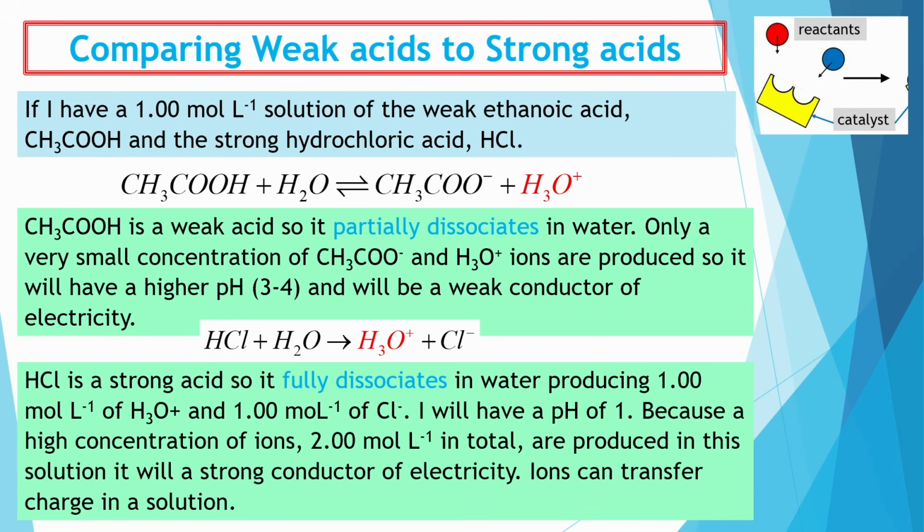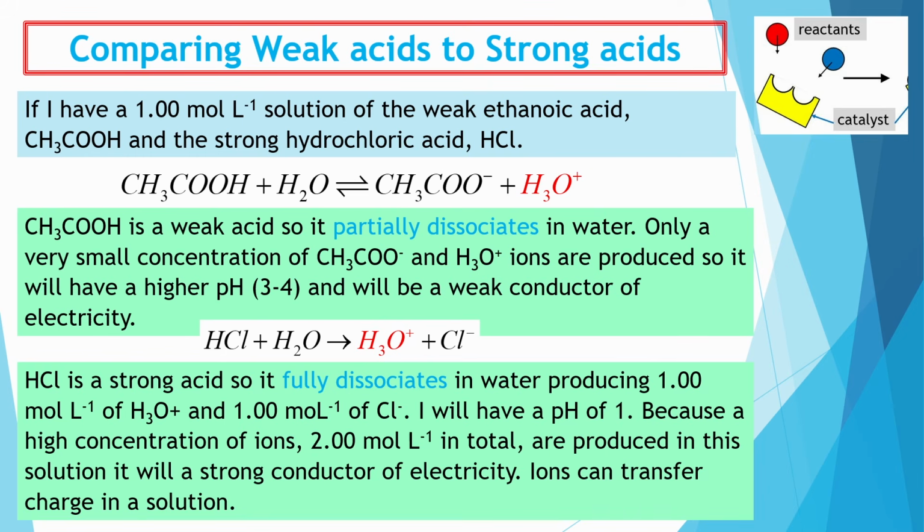It will have a pH of 1, right? It has a pH of 1 because if I put that into a calculator, negative log of 1, actually I think I'd get a pH of 0. Anyway, it's got a really low pH. Because of the high concentration of ions, well, there's actually 2 moles per litre because there's the H3O+ and the Cl-, there's a lot of ions.